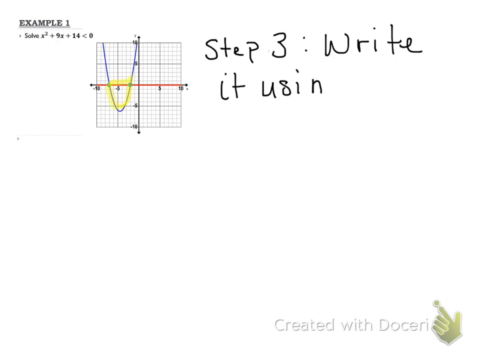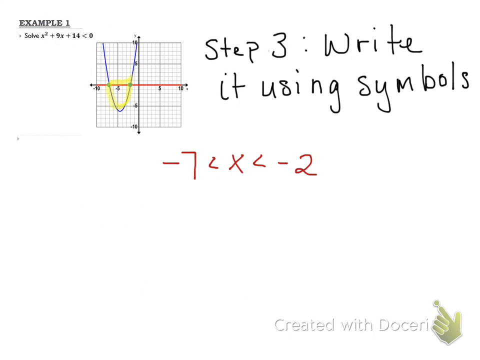Next thing we'll do is write the solution using inequality symbols. Since this is connected, or it's between the two intersection points, we put x in between the two numbers, -7 and -2. With symbols that show that x can be greater than -7 but less than -2. And the type of symbol we use matches what's in the original inequality. So these symbols have no lines underneath them because the original inequality had no line underneath the sign.